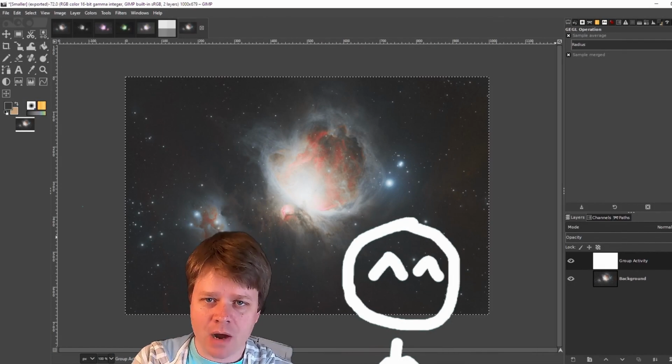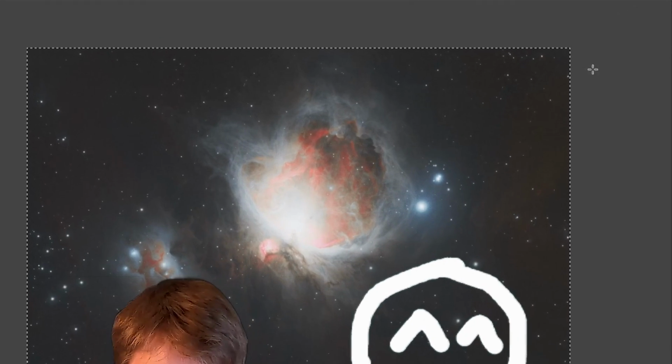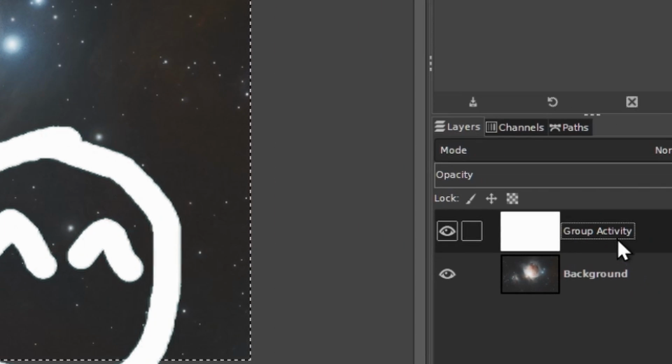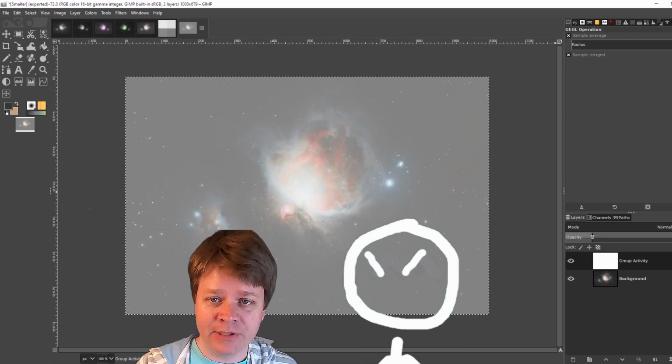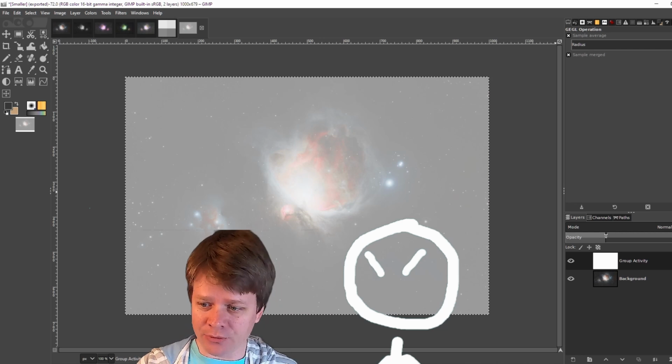Look, this is what I've got open in GIMP. This is my image of Orion. This layer here represents light pollution. When I increase the opacity, it's like increasing the light pollution. Pretty cool, right? Kind of.